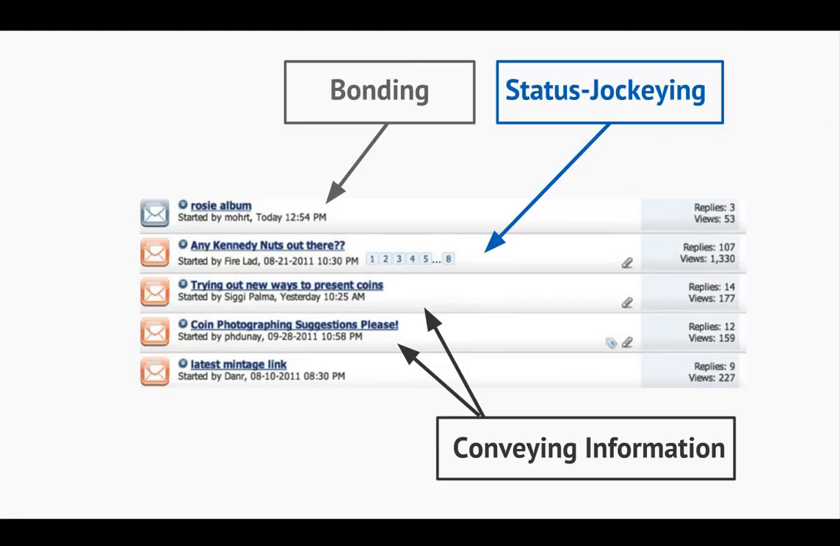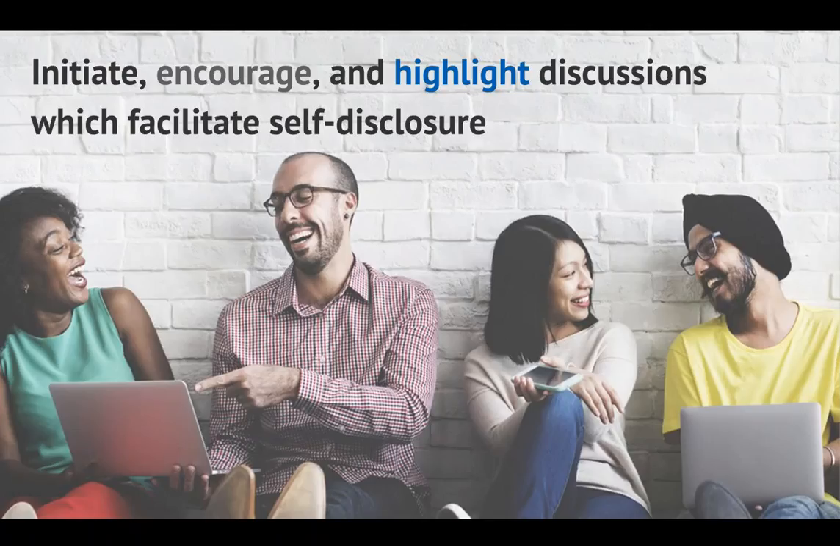Next, one of the really critical things is that people get to disclose information about themselves. By far, one of the best types of discussions are those where people get to disclose information about themselves. The more people know one another, the more they see that disclosure reciprocated, the better they get to like one another. The more you get to build that sense of community. So you want to be initiating, encouraging, and highlighting as many discussions as possible which facilitate that level of self-disclosure.